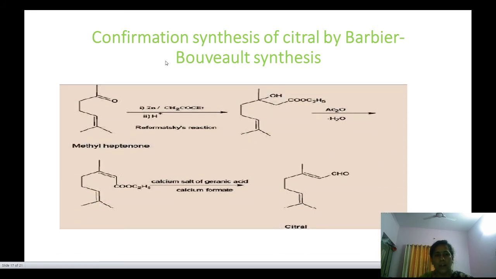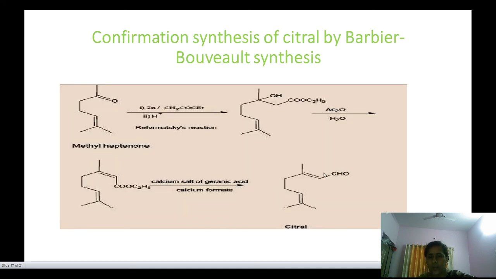Confirmation of citral by using the Barbier-Bouveault synthesis. Again, the second method uses methyl heptenone from the reaction of zinc, followed by the Reformatsky reaction. The reaction is stated here. Acylation takes place, with removal of a water molecule, and again the calcium salt of geranic acid and calcium formate give rise to the structure of citral. Up to here we have the correct structure of citral, like this.